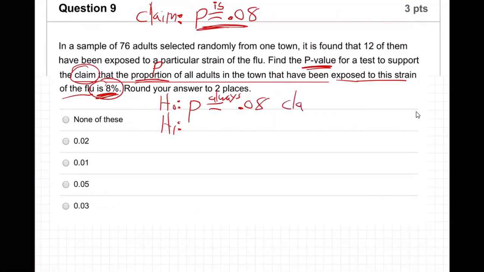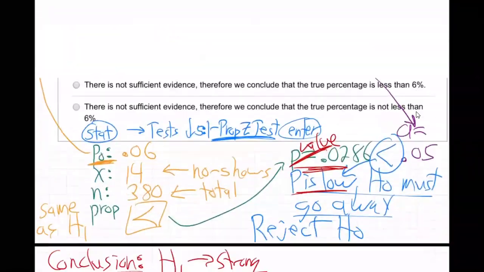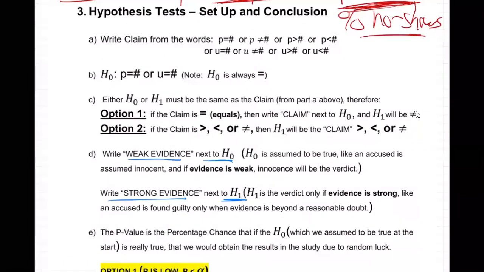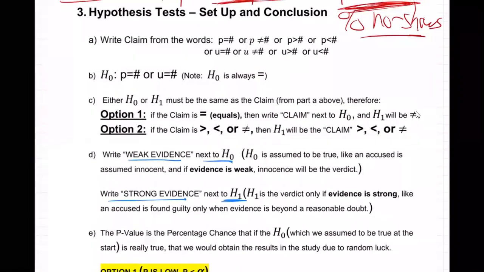He's already exactly the same as the claim. Everybody see that? Let's go down and let me show you on the notes about that. Yeah, the two options right here. I want you to see it right here. So notice that either H0 or H1 must be the same as the claim, the claim you got up in part A.